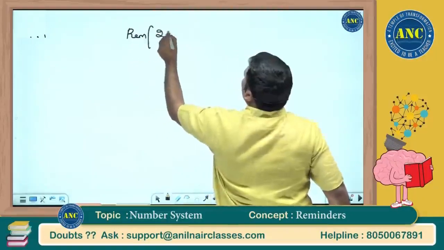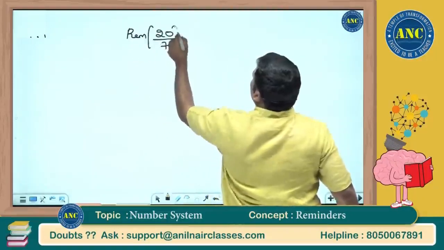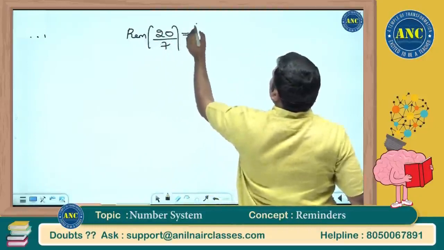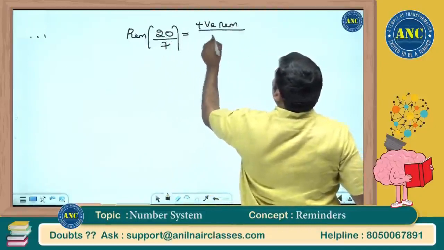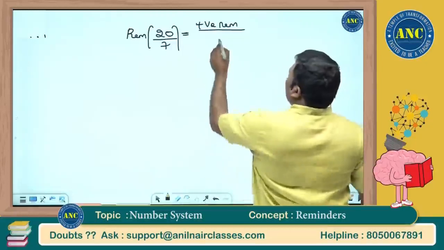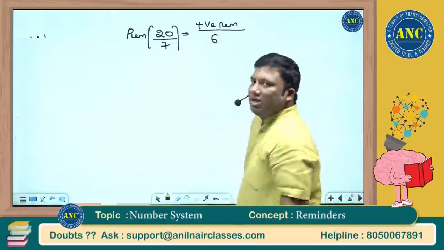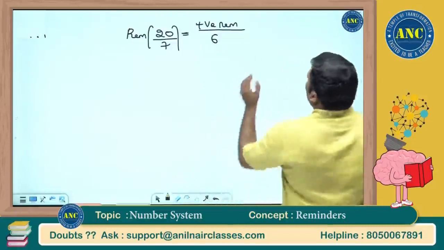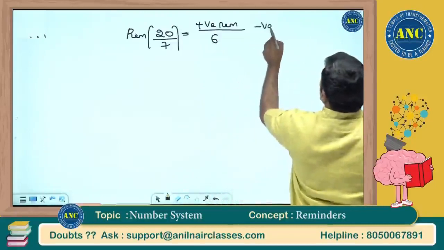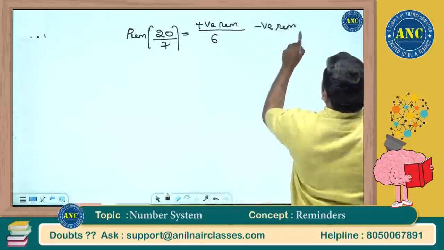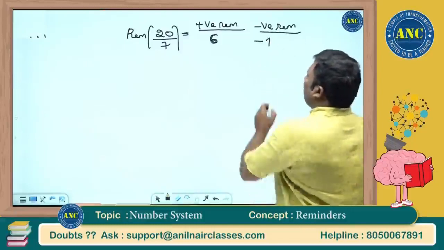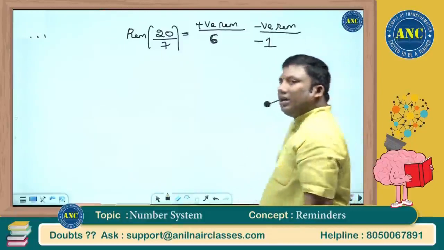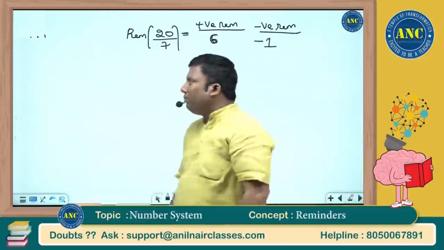20 divided by 7. If I do a positive remainder, 7 twos are 14. Positive remainder is nothing but 6. Negative remainder, 7 threes are 21. Negative remainder is nothing but -1.